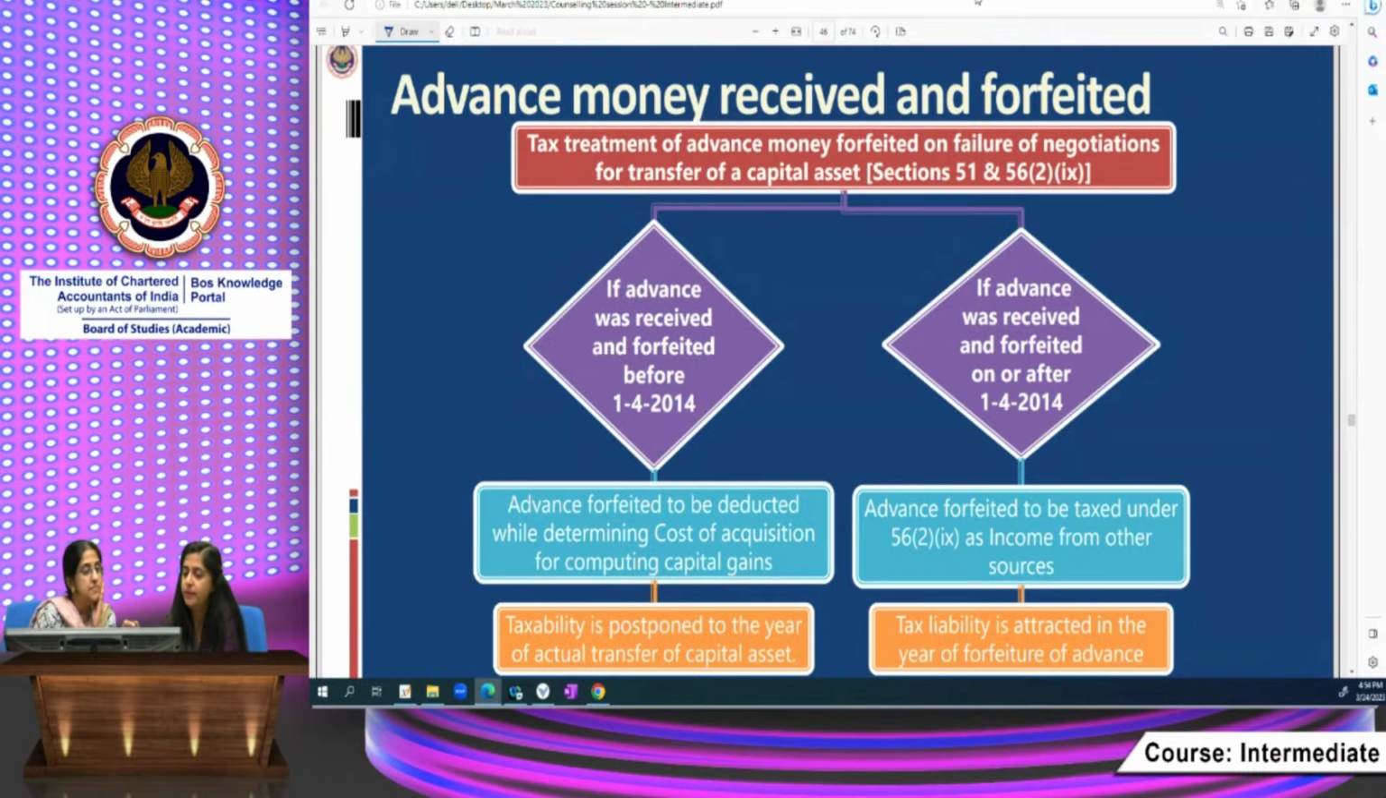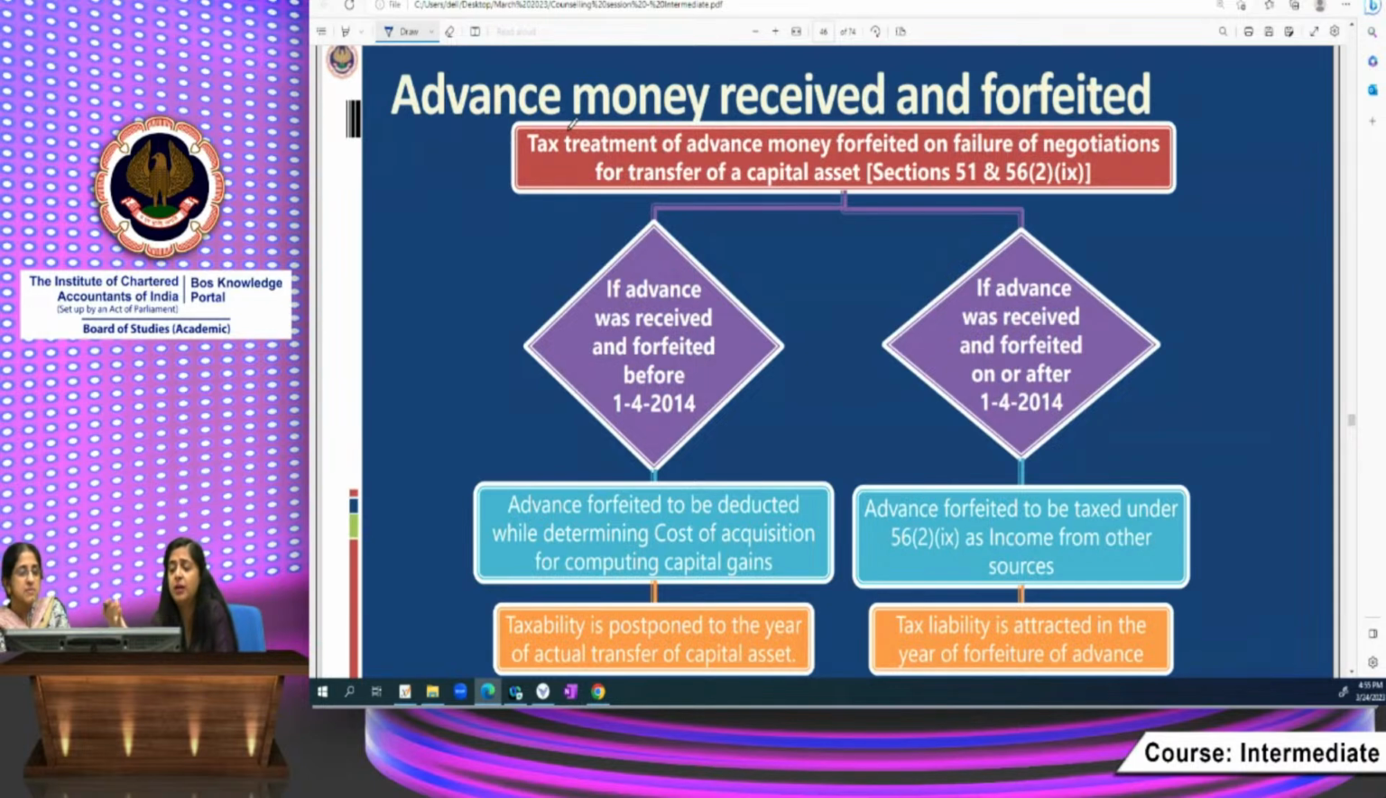The next topic is advance money received and forfeited, which is a lengthy topic. It depends; personally, if I have to do it myself, I would say salaries. Complexity may be more in capital gains. Complexity level is capital gains. So suppose you have undergone a transaction for transfer and it doesn't conclude.